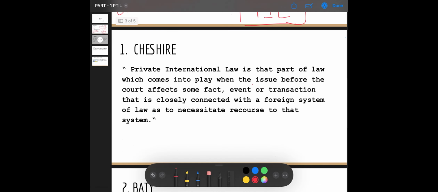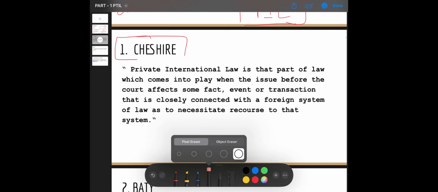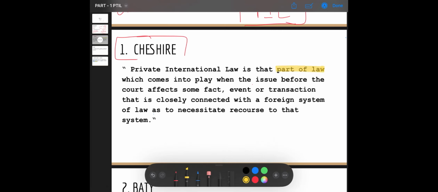The first definition is given by Cheshire. He says private international law is that part of law. What is it? It is that part of law, which means municipal law. Or remember the word lex fori, which we will be using a lot in the further videos. Lex fori means law of the land, or municipal law, or local law.